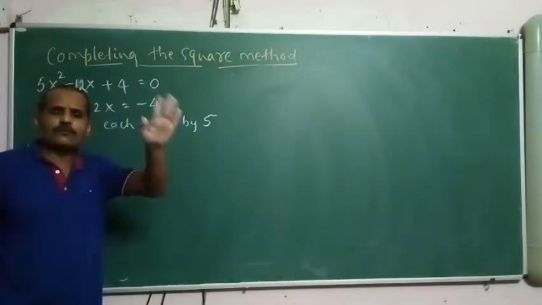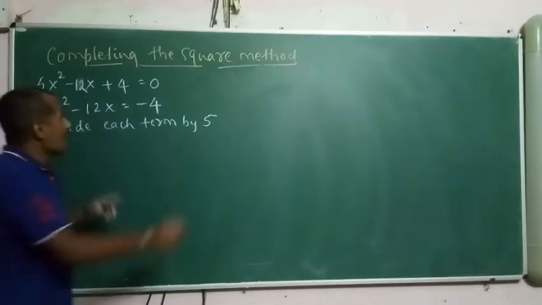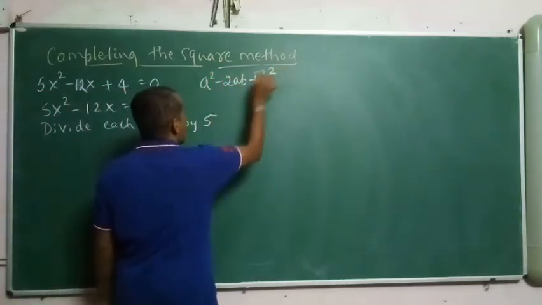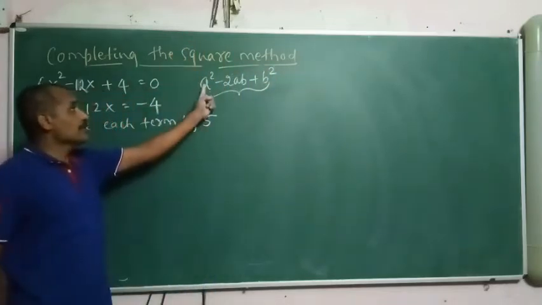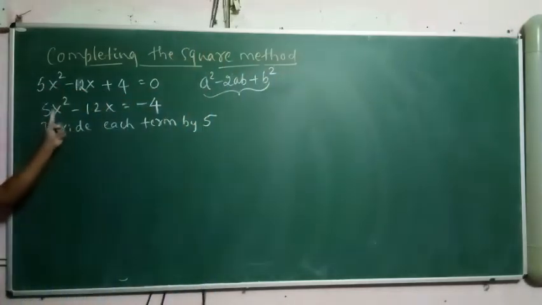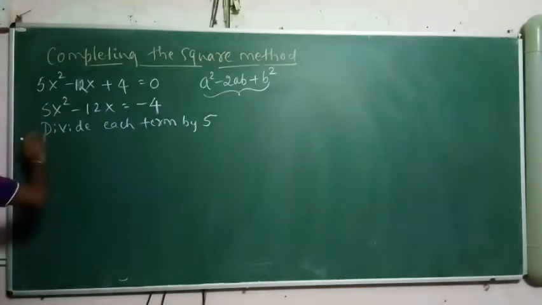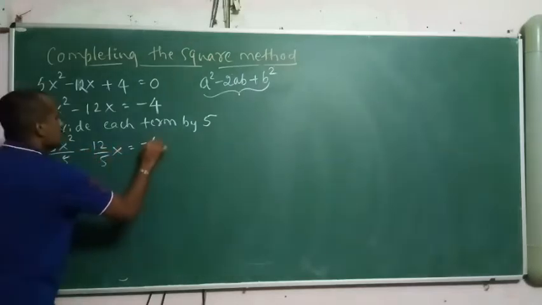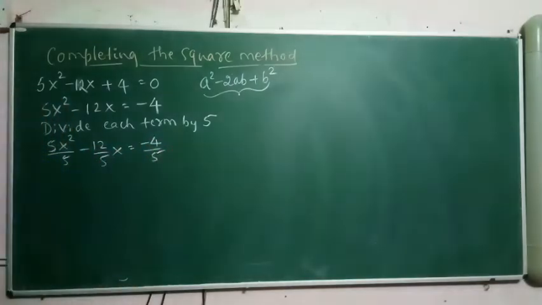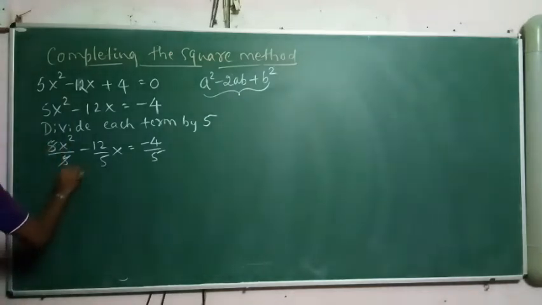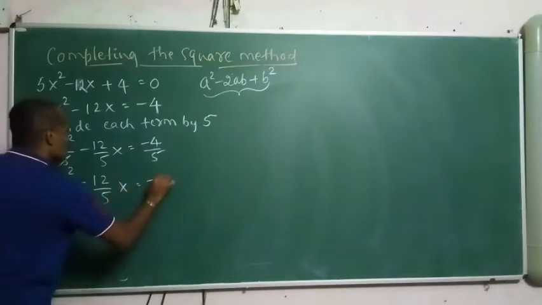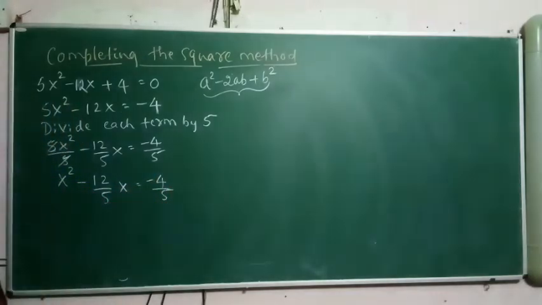See that x square coefficient should be 1 because I want to bring it in the form of a square minus 2ab plus b square. This form I have to bring, so it must be only a square. That means here I want only x square. Come on, divide each term by 5. Okay, 5x square by 5 minus 12 by 5 x is equal to minus 4 by 5. Yes, the 5 gets cancelled. It is x square minus 12 by 5 x is equal to minus 4 by 5.